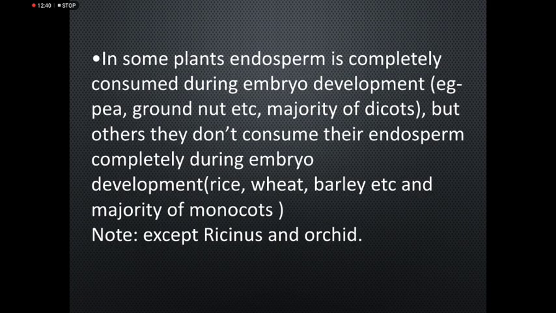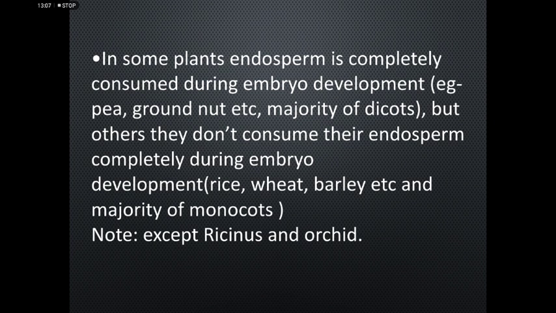In some plants, endosperm is completely consumed during embryo development. We know that endosperm provides nutrition for developing tissue, and in some plants the plant completely consumes this endosperm. Example, pea, groundnut, etc. And the majority of dicots show this pattern.